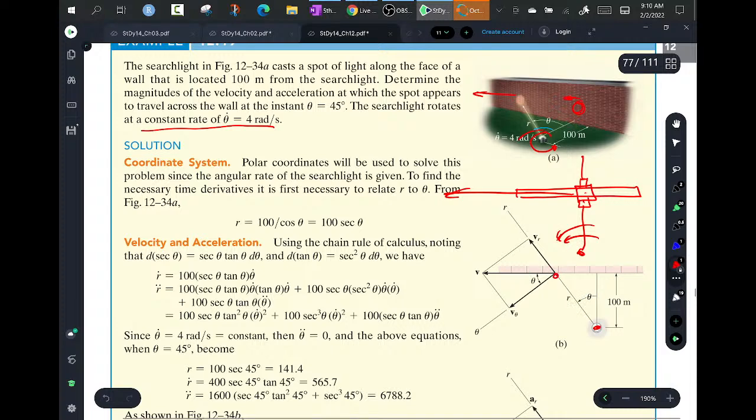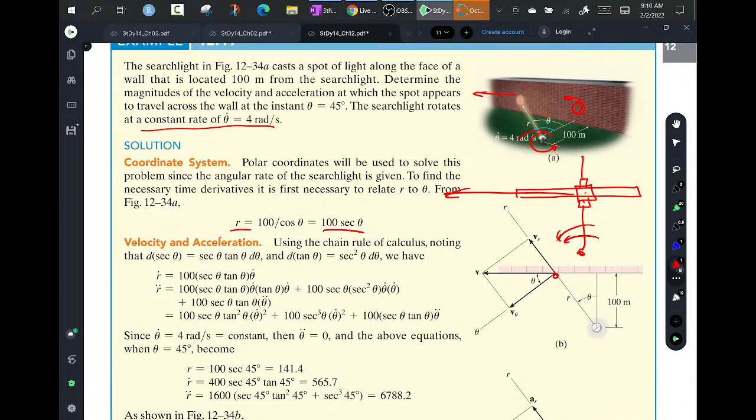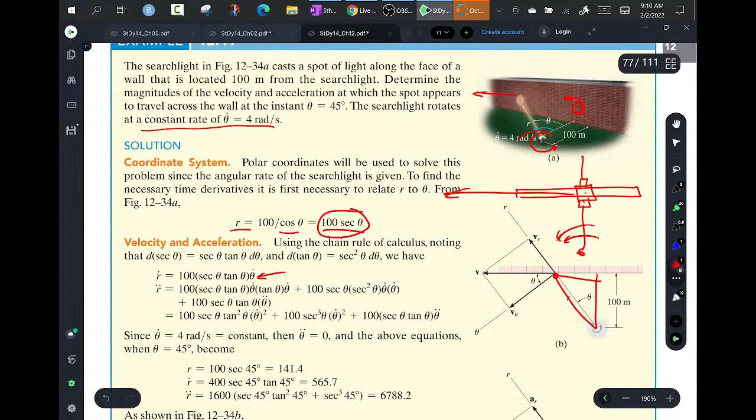But you got to come up with the relationship between the r and the theta. So he uses, of course, the cosine of the angle, comes up with that, and goes through the process. This is the part that's not so fun, taking the derivative of the secant. And you can see how much of a headache it becomes. By the time you get to r double dot, it's a pretty big headache.